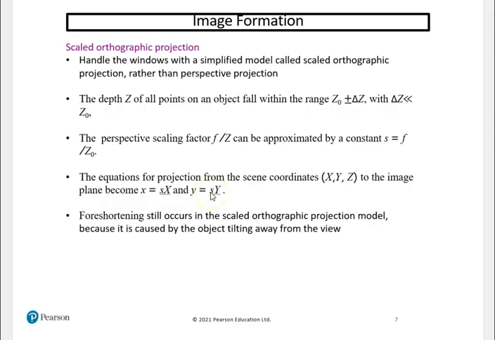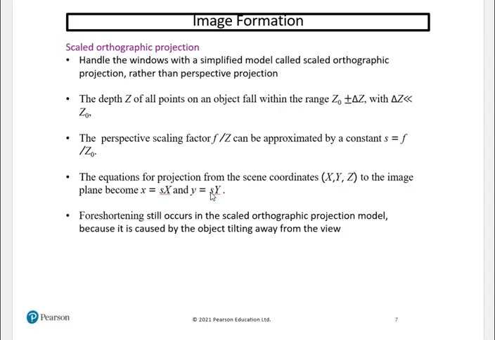Now, the geometric effects of perspective are not always significant. For example, the windows on a building seen from the street will look much more alike than ones nearby. Two windows that are next to each other will have about the same size, even though one is slightly further away. So we have the option to handle the windows with a simplified model called scaled orthographic projection, rather than perspective projection.